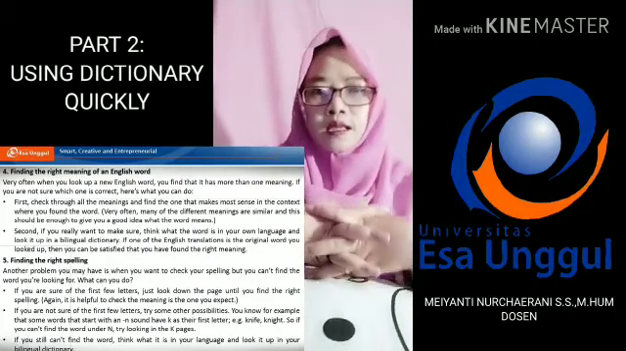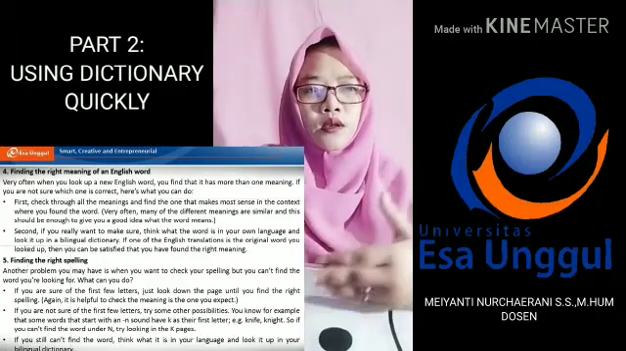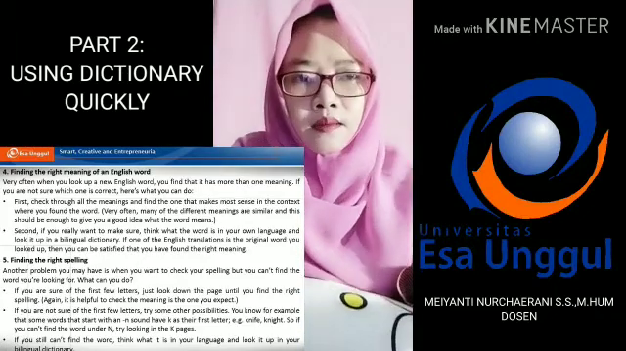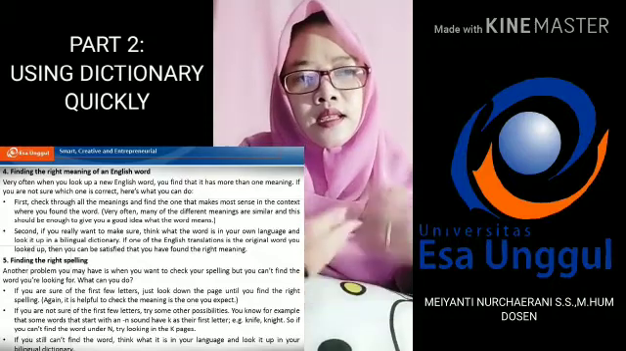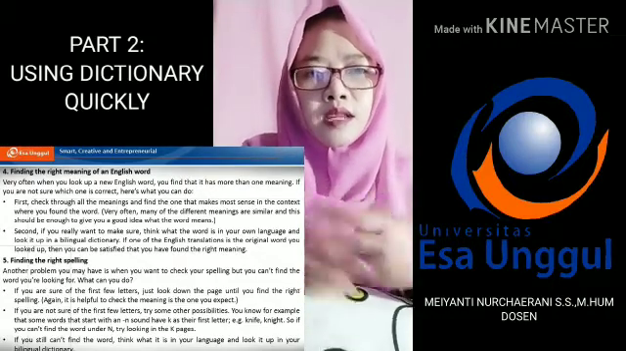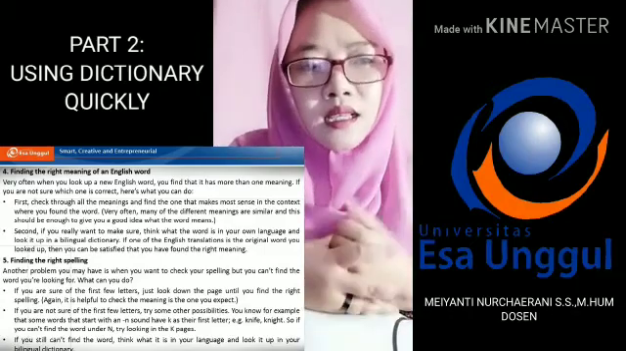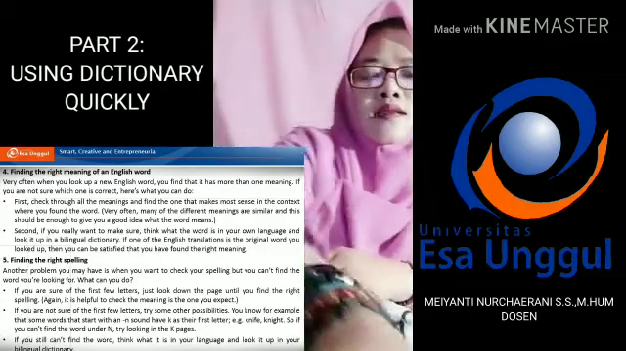And then second, if you really want to make sure, think what the word is in your own language, and then look it up in a bilingual dictionary. If one of the English translations is the original word you looked up, then you can be satisfied that you have found the right meaning.